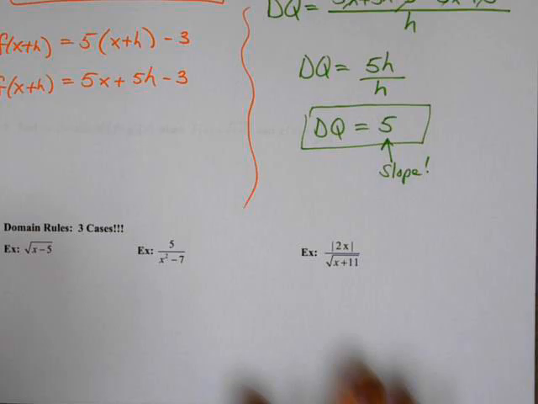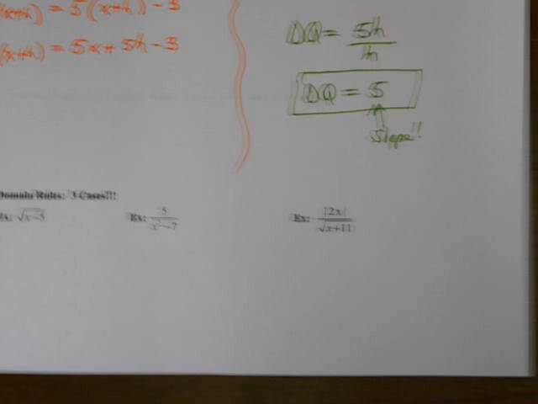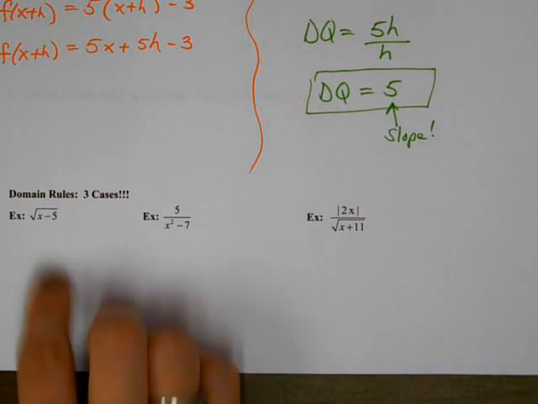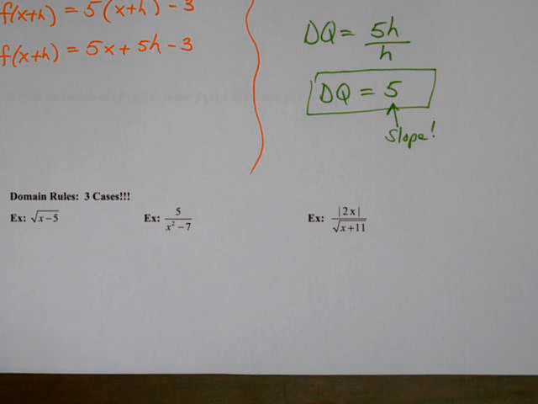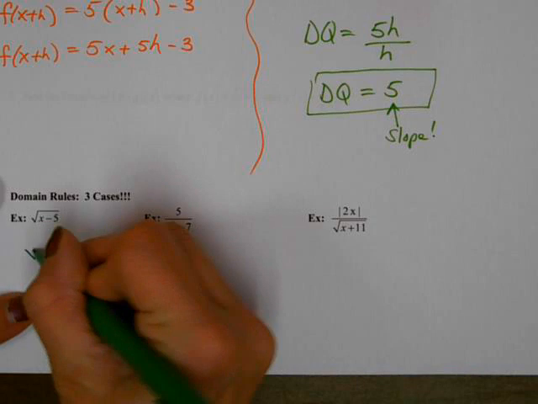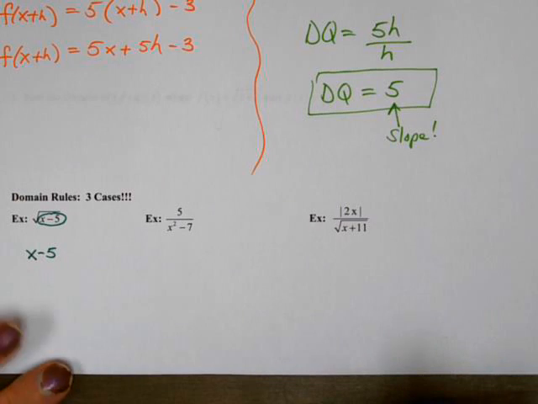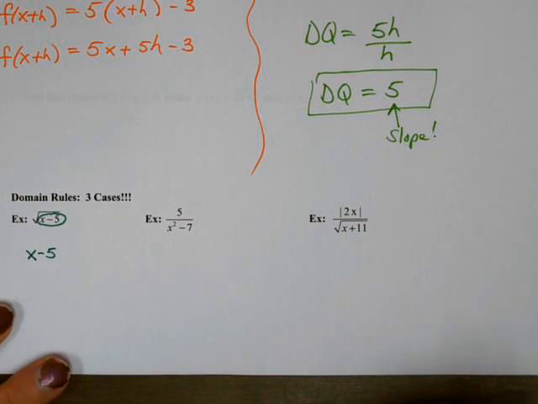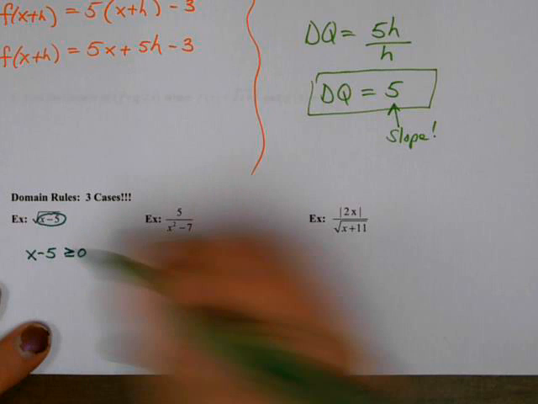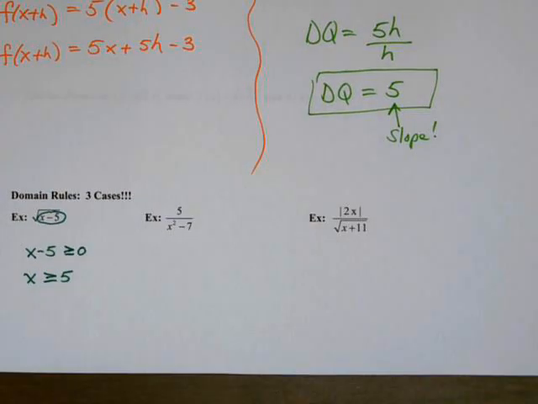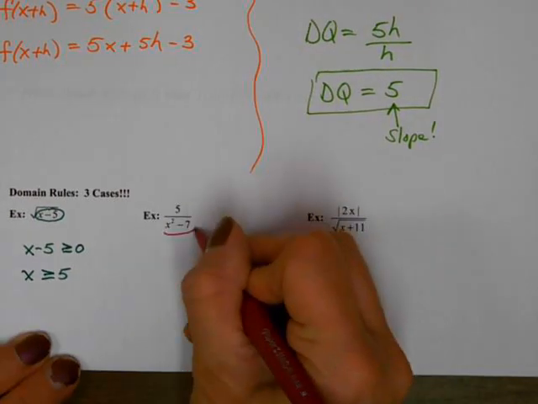Let's take a look at domain, the rules for domain. Okay, so there's 3 domain cases. The first case here, okay, if you're under a radical, x minus 5, you take that expression, and it has to be greater than or equal to 0. Good. Okay, so this one you would just simply add the 5, and you would be more than or equal to a 5.